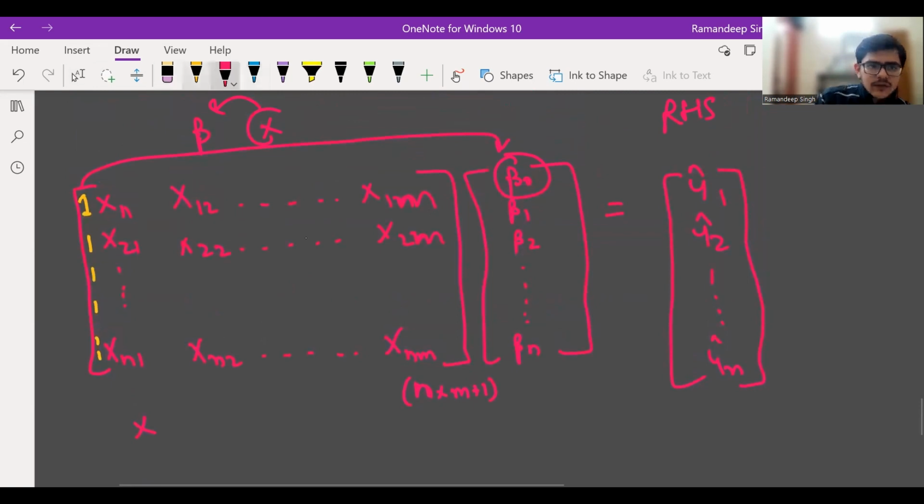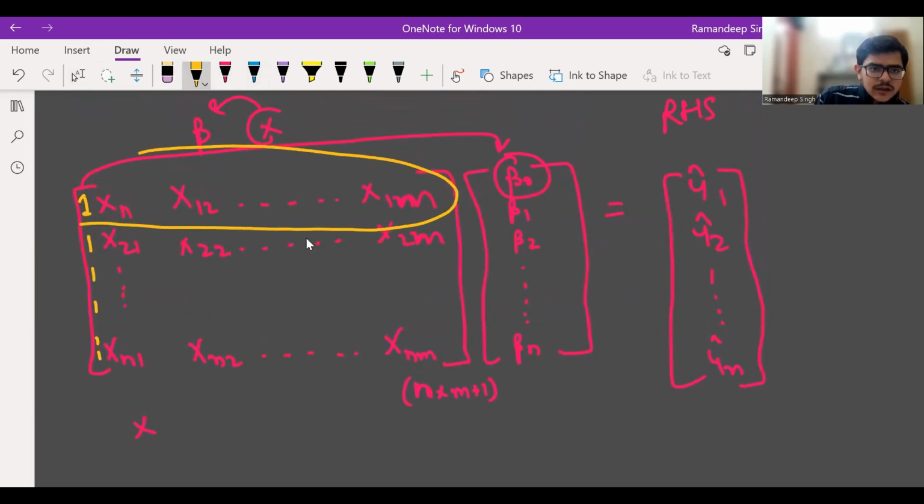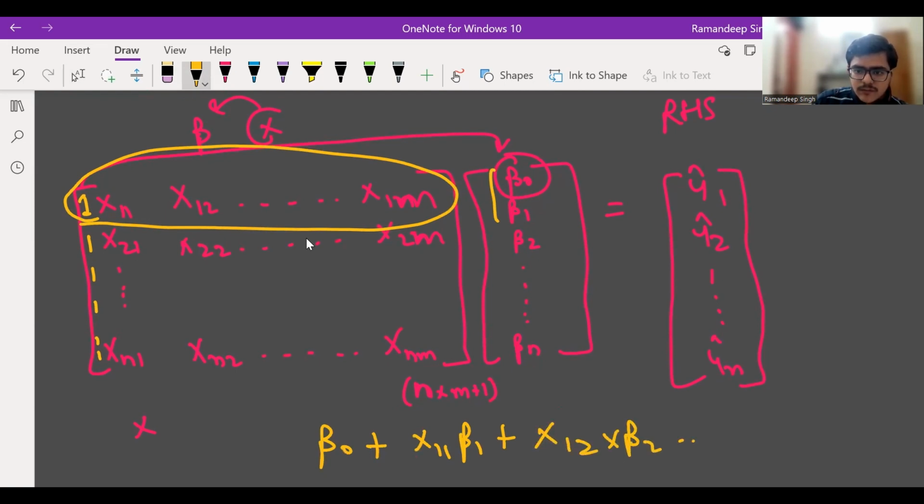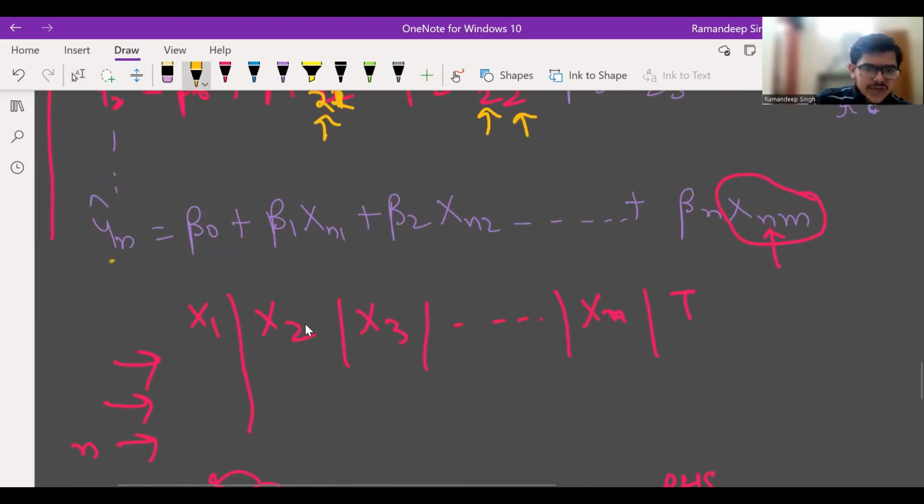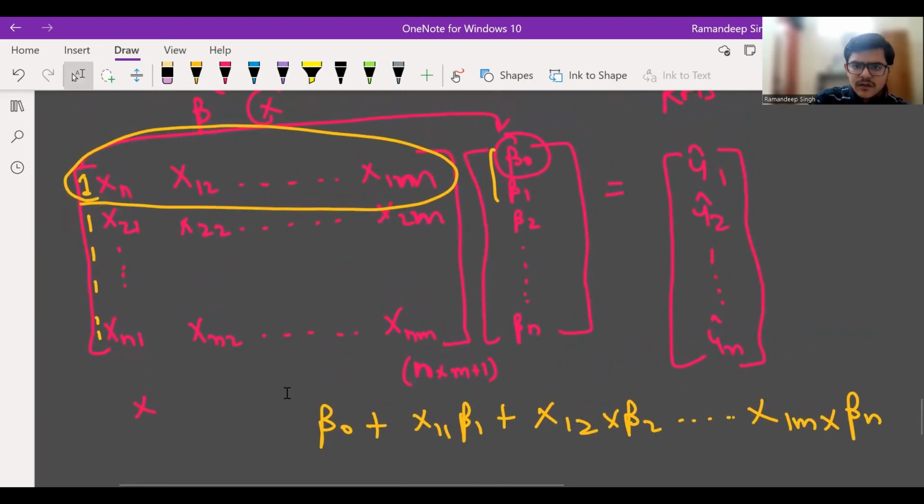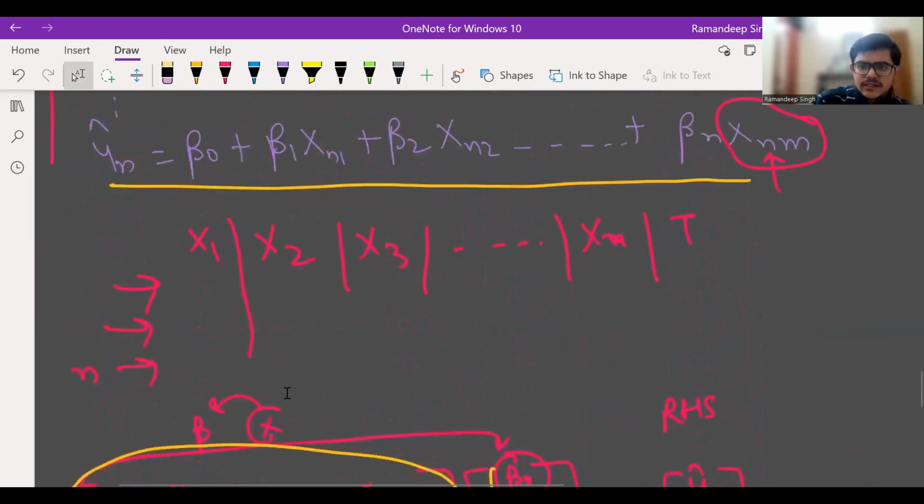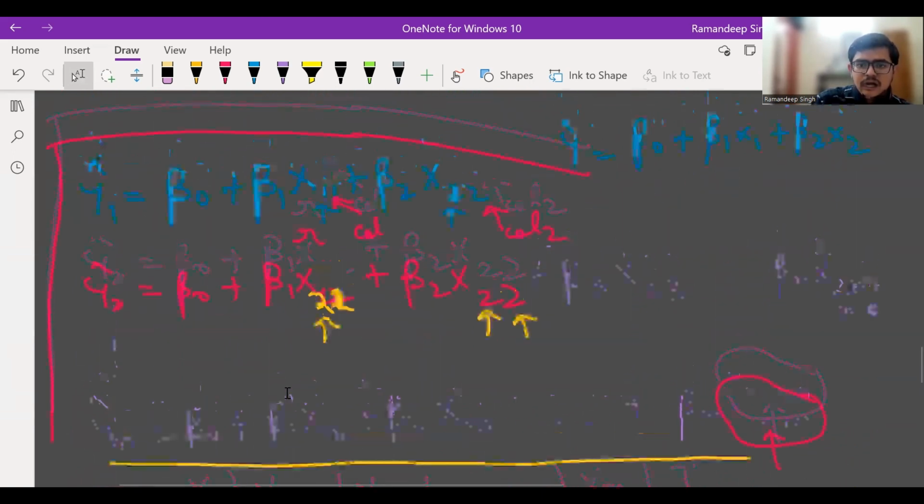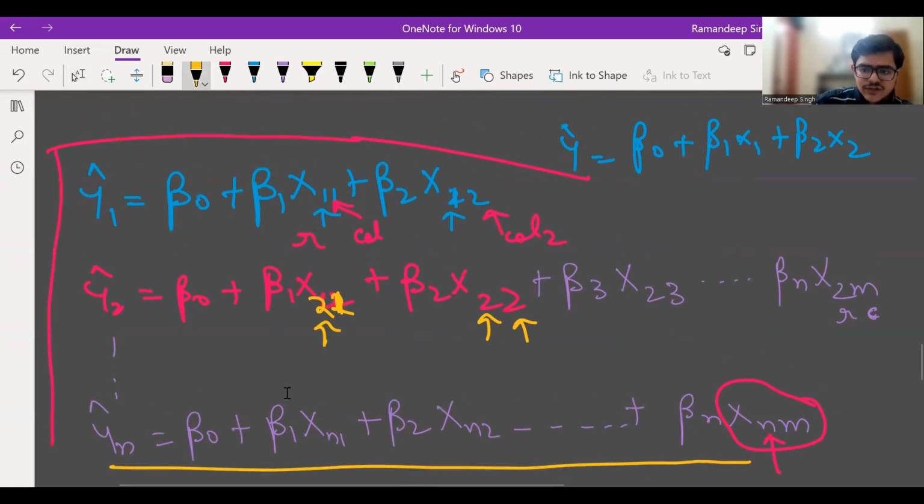1 into, okay, so we do matrix multiplication in this form, right? Rows into columns. So it will give me beta 0 plus x1 into beta 1 plus x2 into beta 2, up to x1m into beta n, right? And this is the form which I needed. It is exactly the same as what I am writing here, right? So for the nth row, it will be nm, and for the first row, it will be 1 into m, which is exactly what I have written here.